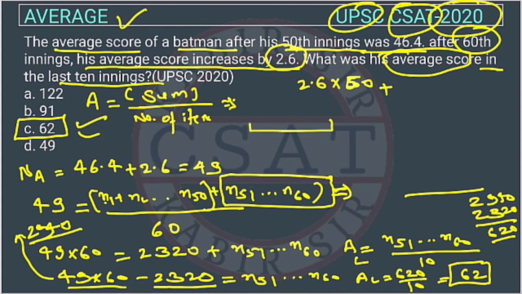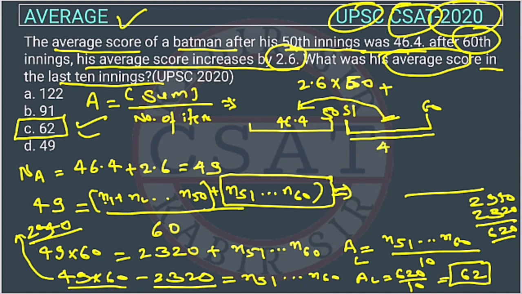Suppose these are his first 50 innings. So here the average score is 46.4 and these are 51 to 60. These are the last 10 innings. Because of these innings, the average score of these 50 items also got increased, right? So suppose the average score of these items is also 46.4, right? So the average score of all items got increased by 2.6 due to these. This is another way to tell this, right?